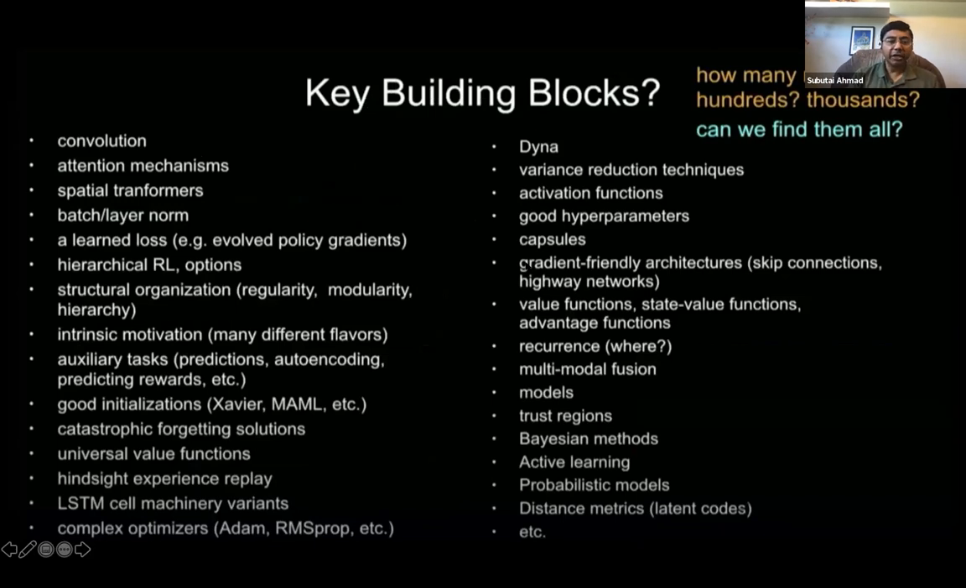Here's an example in machine learning of the types of building blocks that are there: convolutional networks, attention mechanisms, different loss functions, models, Bayesian methods, active learning. There's a huge list of things that literally a million people around the world are trying to do, taking examples of this, trying to create a network that solves some specific problem. And the question is, is this even an efficient approach? Are we able to find all these building blocks? Can we create systems based on that?